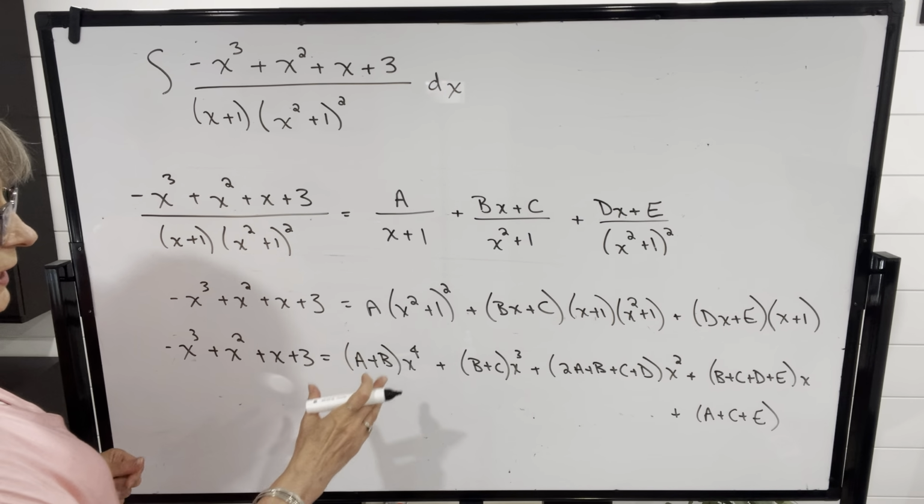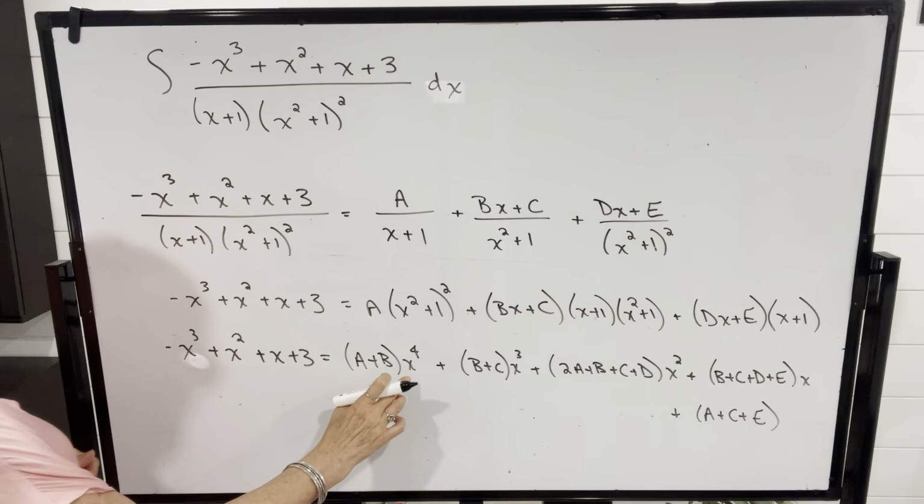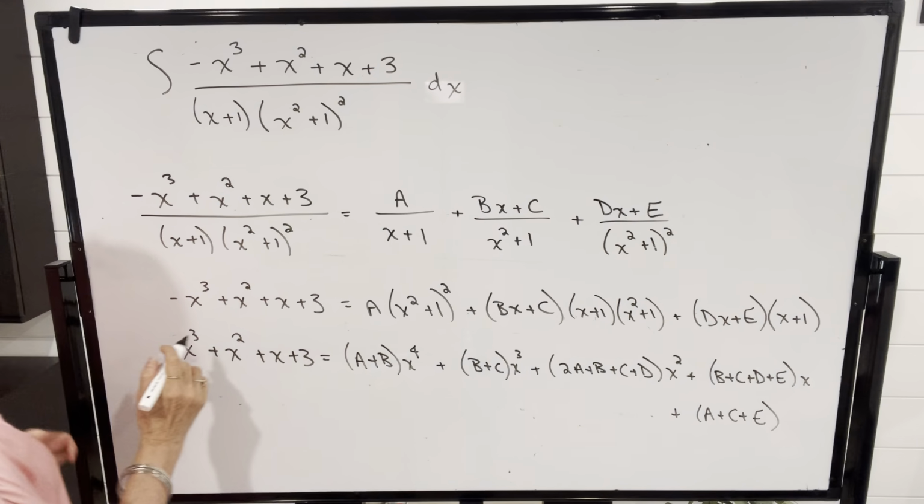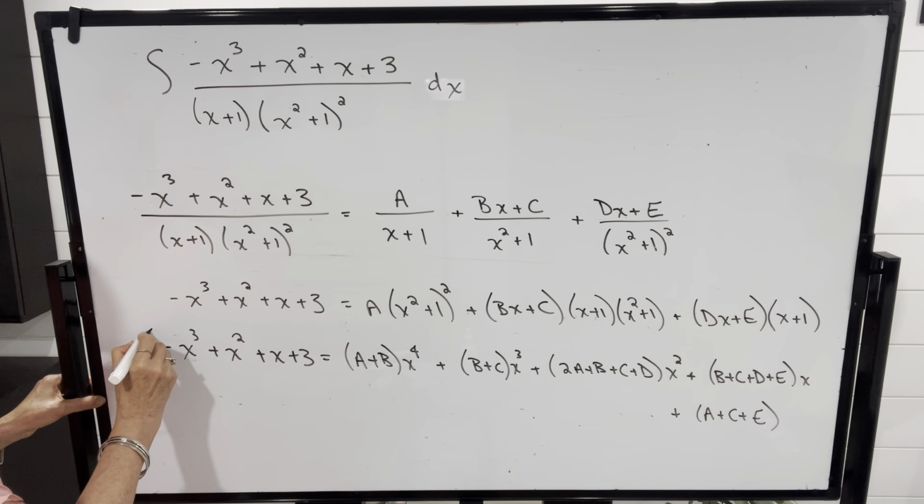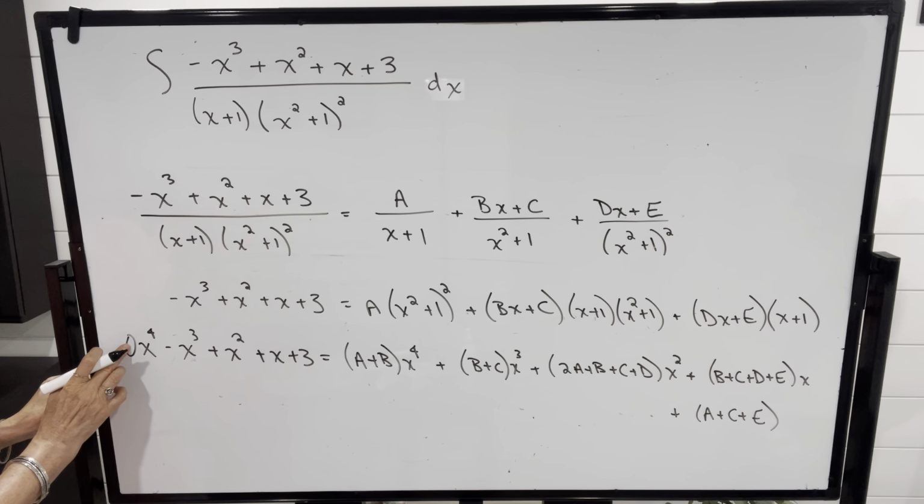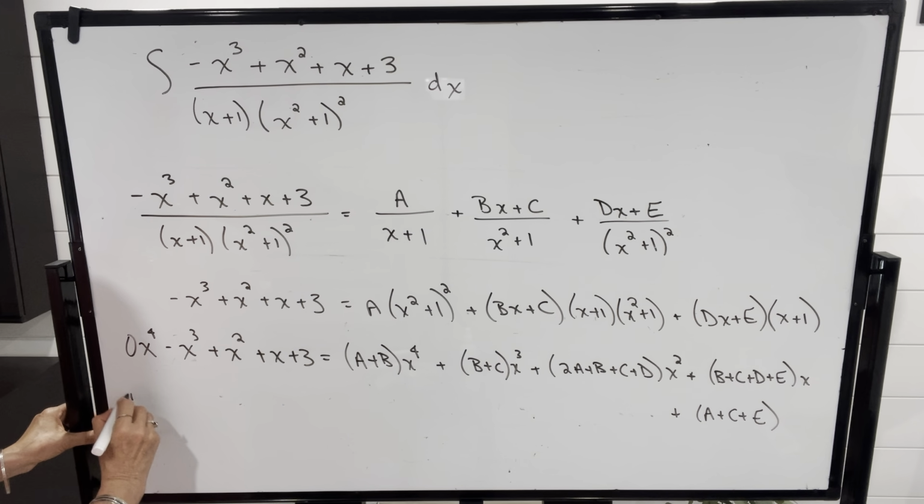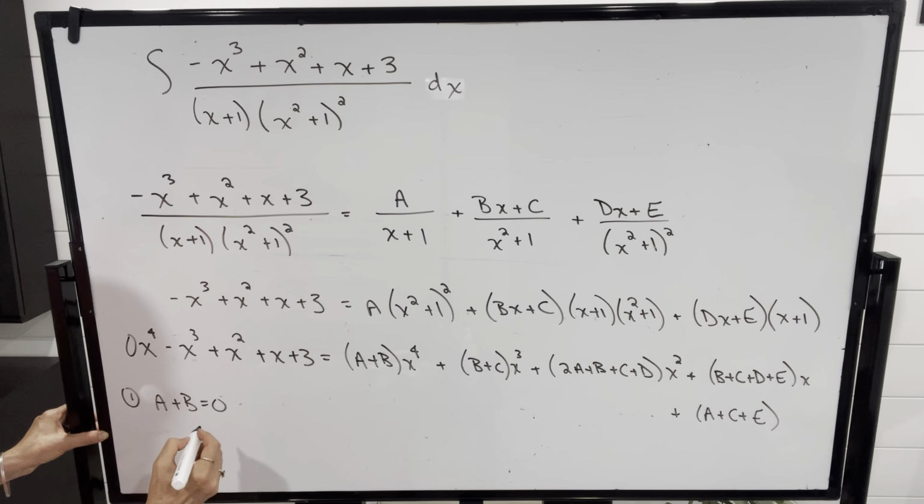And what I want to do is make 5 different equations based on these coefficients. Notice there's an x to the 4th term here, but not here. So that means the coefficient of the x to the 4th term has to be 0. So let's write out all of our equations. Number 1, a plus b has to equal 0, because the coefficients of the x to the 4th term have to be equivalent.